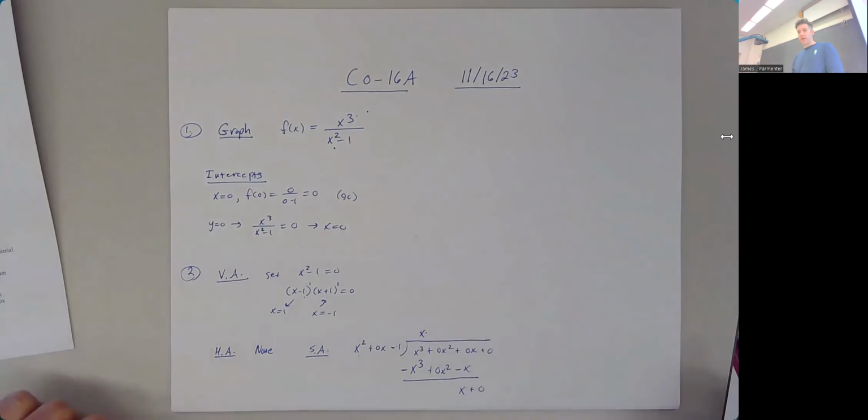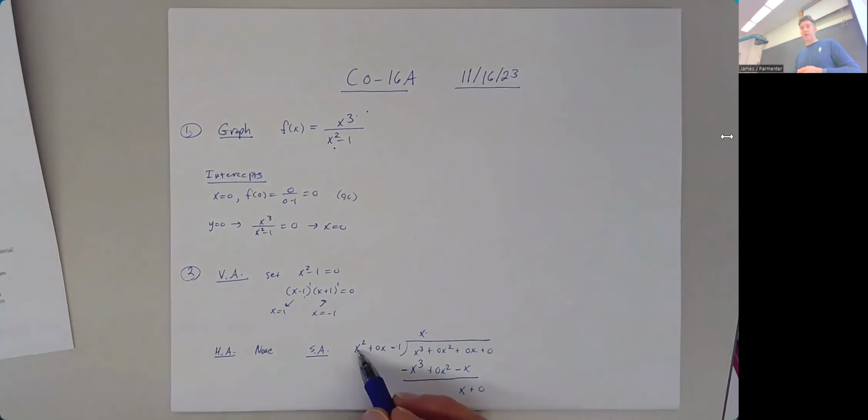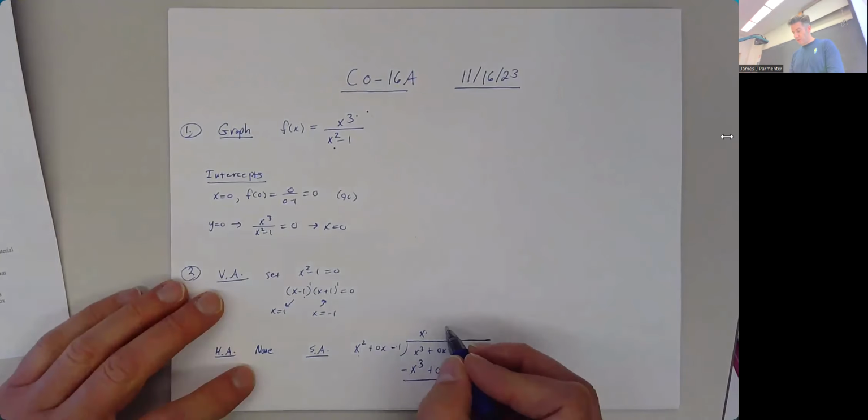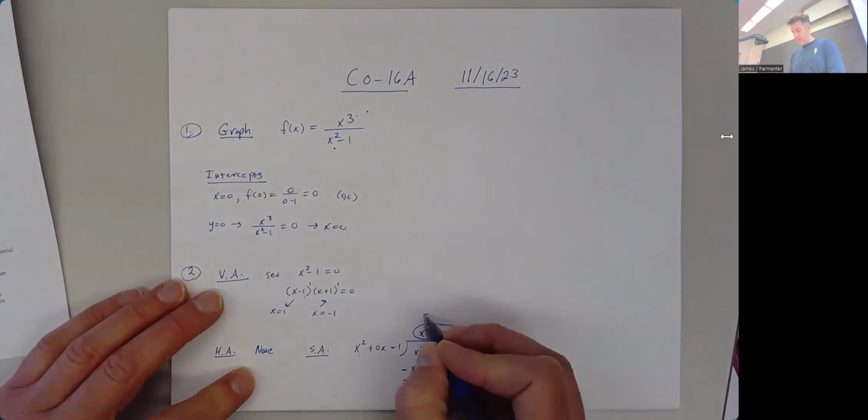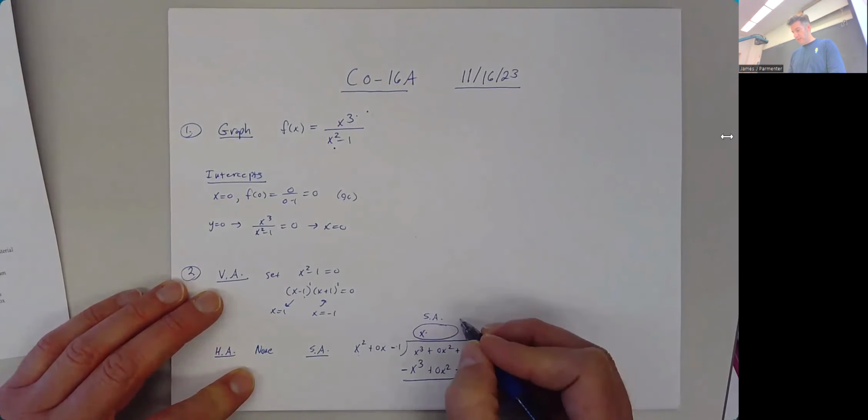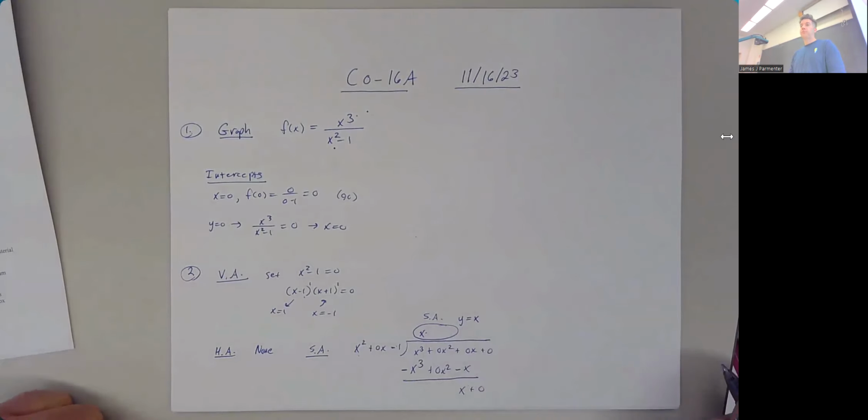And you could keep going here, but actually, you can't keep going. This term here has a smaller degree than the divisor, so we can't continue the division. So what we know is that this quotient up here is your slant asymptote. So your slant asymptote is the line y equals x. Cool. And that's always how you find the slant asymptote.